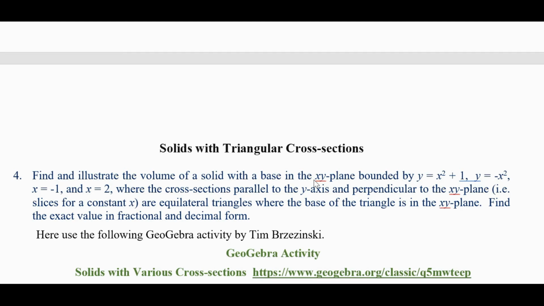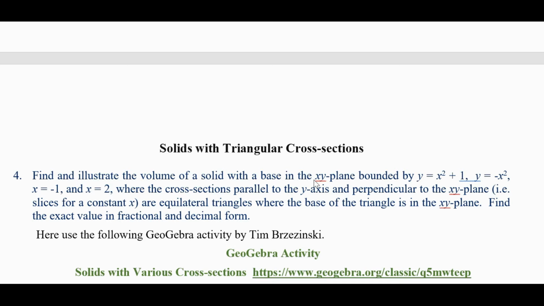Let's take a look at a couple more examples of finding volumes by slicing using integrals, where we've got cross sections which are some simple kind of a shape. In this video, we're going to do a couple of examples where the cross sections are triangles. So here's an example for you. I want you to try this exercise.